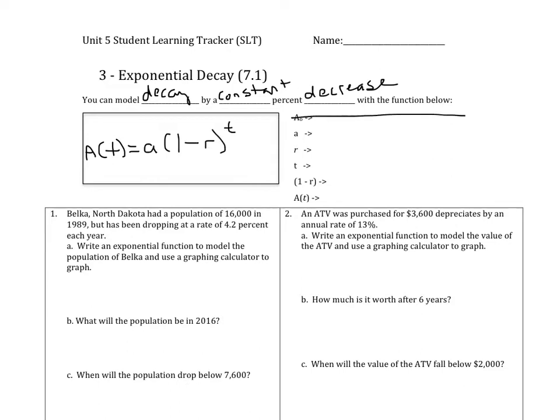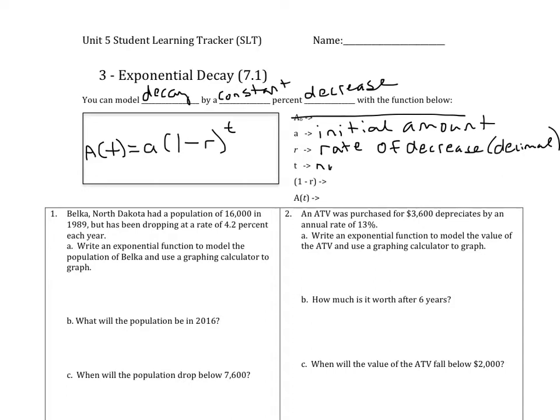We don't need a to the 0. So A is our initial amount. R is our rate of decrease, and again, that's in decimal. And then t is the number of time periods.